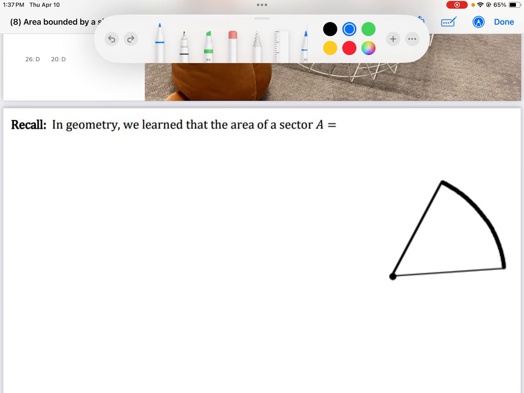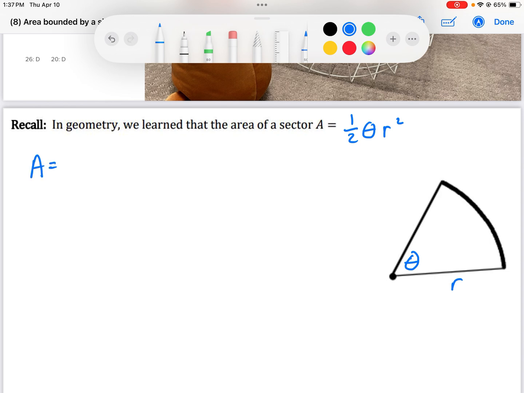All right, in this video, we are going to find the area bounded by a single polar curve. So we're going to start with some background knowledge. In geometry, we learned that the area of a sector is 1/2 theta times r squared. So if I'm trying to find the area of one sector like this, theta is my angle, r is my radius, and the area formula is 1/2 theta r squared.